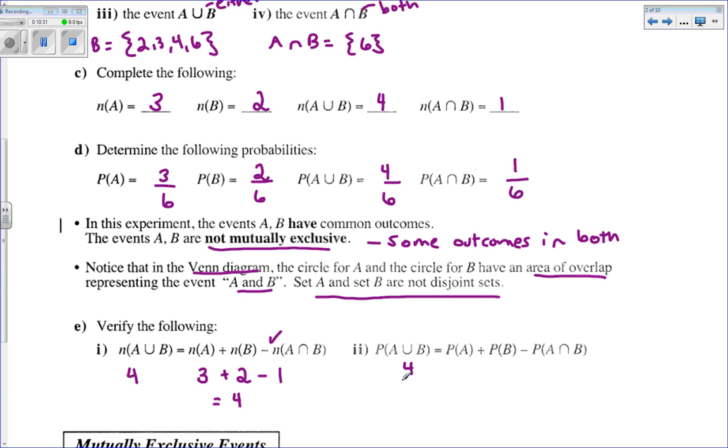We have 4 over 6. Probability of A is 3 over 6. The probability of B is 2 over 6. And then we're going to minus off the probability of A and B, which is 1 over 6. So we have 3 plus 2 is 5, minus 1, 4 out of 6. So then that is true.